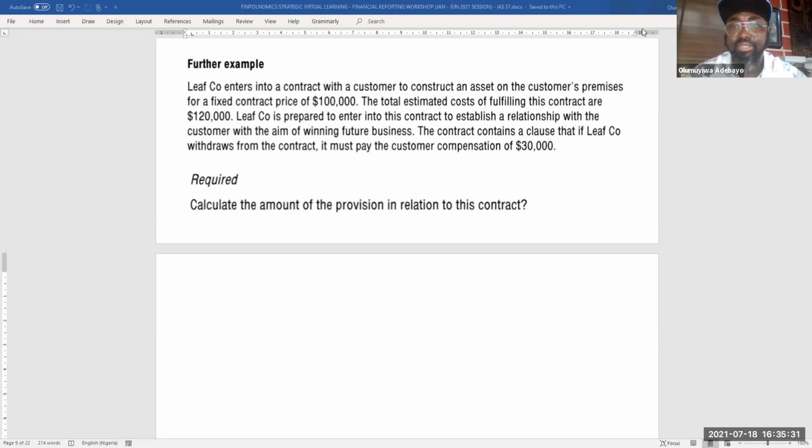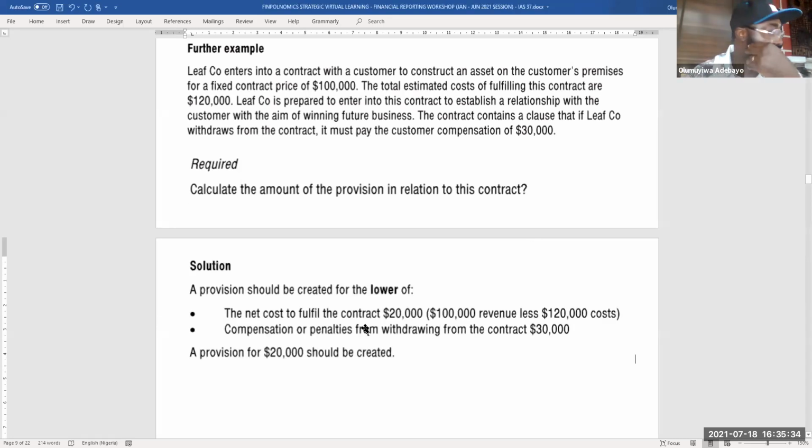Okay, now let's see the position adopted. Can you look at the position? This is an onerous contract as well, right? Yes. Can you read out the solution? Solution. A provision should be created for the lower of: 1, the net cost to fulfill the contract, $20,000, i.e. $100,000 revenue less $120,000 costs; 2, compensation or penalty from withdrawing from the contract, $30,000. A provision for $20,000 should be created.